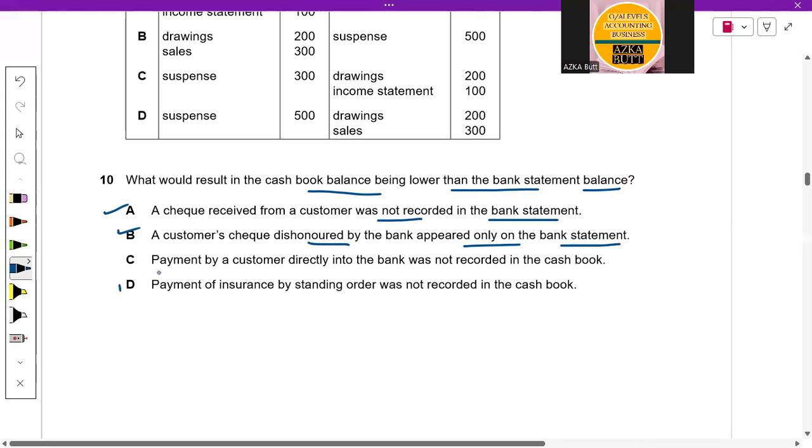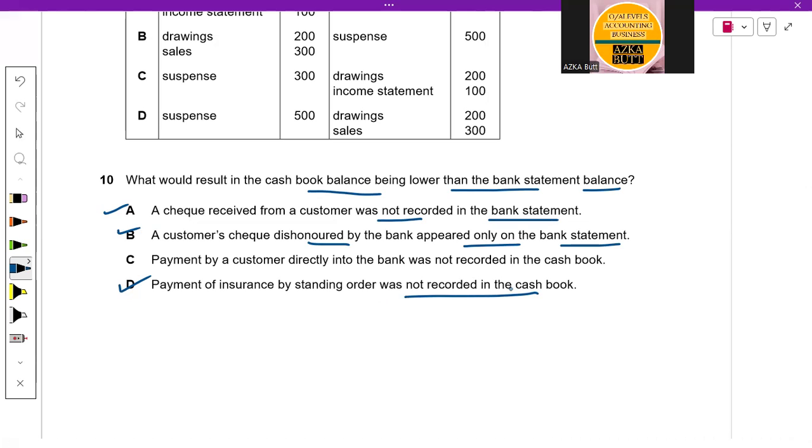And about D, payment of insurance by standing order was not recorded in the cash book. This would also result in the cash book balance being higher than the bank statement, because the payment has been made by the bank but not yet recorded in the cash book. So C seems to be the correct option.